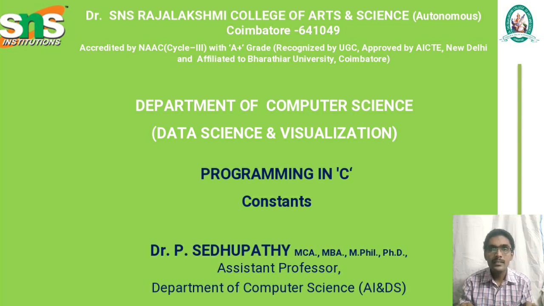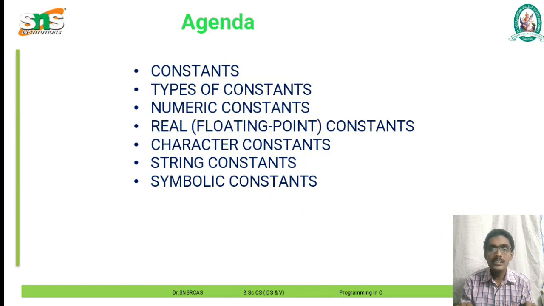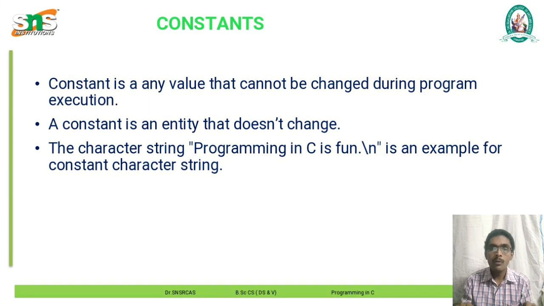Hello learners, now we are going to discuss constants of the programming language C. The agenda for the discussion will be what constants are and the types of constants. From the types of constants, there are categories like numeric constants, real constants, character constants, string constants, and symbolic constants. Now let's have a look at what a constant is and its basics.